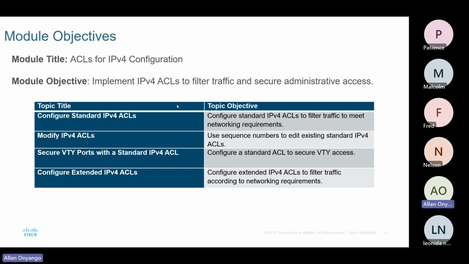Anyway, in terms of configuring ACLs, we are going to learn how exactly we implement ACLs to filter traffic and secure administrative access. Part of the objectives for this particular activity is that we will configure standard IPv4 ACLs to filter traffic to meet networking requirements. We'll also use sequence numbers, and I'm going to tell you guys what sequence numbers are. We'll use them to edit the existing standard IPv4 ACLs. We'll also configure standard ACLs to secure VTY lines.